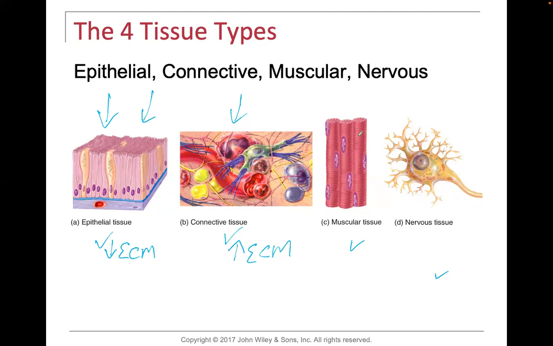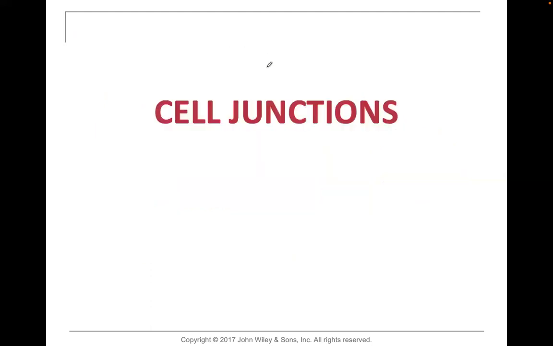Under muscle tissue, muscle only comes in three flavors, right? It's skeletal muscle, smooth muscle, and cardiac muscle. And under neural tissue, we'll talk about the two types of cells, the neuron and neuroglial cells, and the different parts of the neuron. But before we get into the tissues, we know they're made of cells. Well, how do the cells join to make tissues?